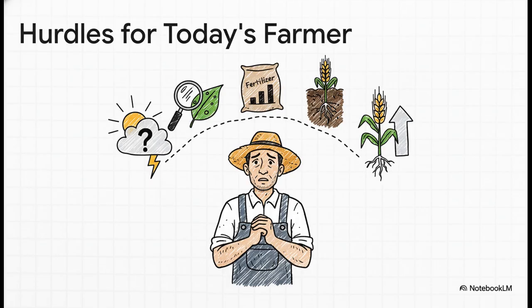Just look at this list. It's a lot. Farmers are under immense pressure. It's a constant juggling act against things they can't control. Crazy weather, diseases that pop up out of nowhere, and the super complex science of what's happening in the soil. And every single one of these things directly threatens the main goal, getting the biggest harvest possible.